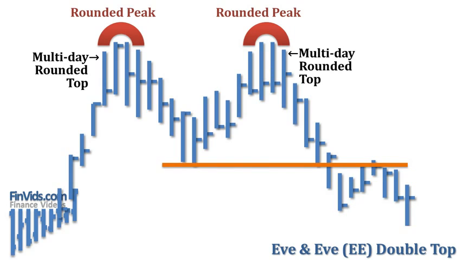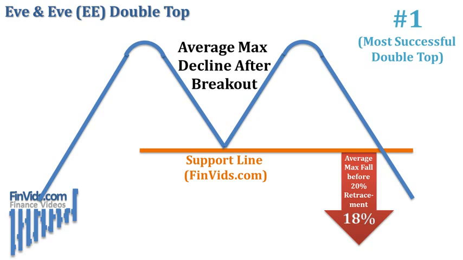There are four anatomically suggestive double top patterns. We begin with the Eve and Eve double top. Notice that each peak occurs over multiple days and is rounded. The average maximum decline after a breakout from the Eve and Eve double top pattern is approximately 18%. Note that according to Bulkowski, this is the #1 most successful double top pattern of the four.